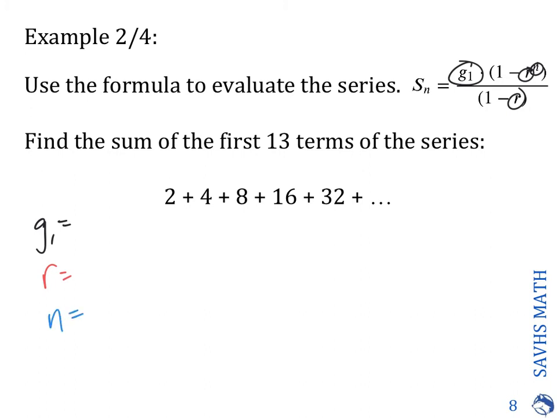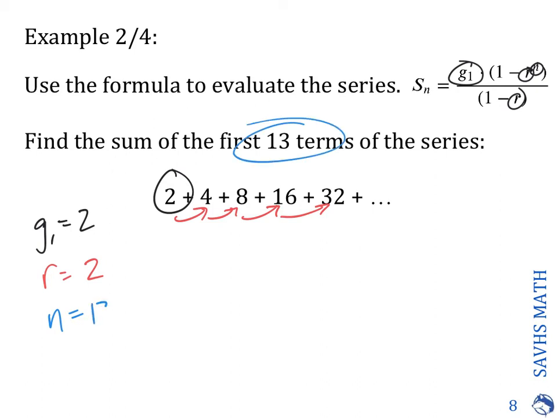So what is G1? It's the first term. So G1 is 2. What is the R? It's the thing you multiply by each step. And it looks like it's 2 in this problem also. N is the number of terms you're adding, and it says you're adding together 13 terms.